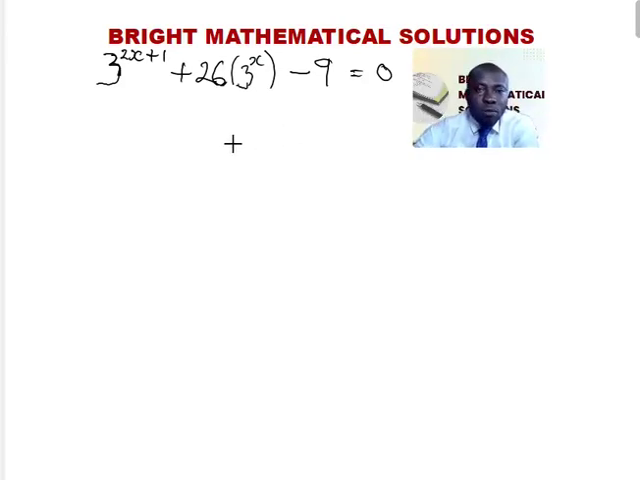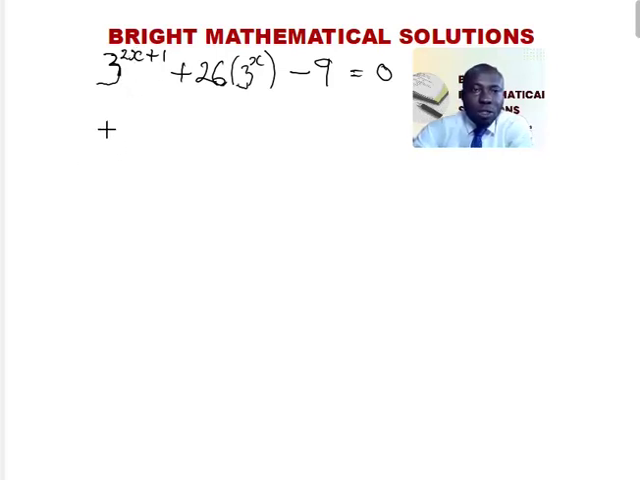Hello, let us solve this exponential equation together. 3 raised to power 2x plus 1 plus 26 into bracket 3 raised to power x close the bracket minus 9 is equal to 0. The first thing we have to do is to express this expression such that it looks like a perfect quadratic equation. And how do we do that?